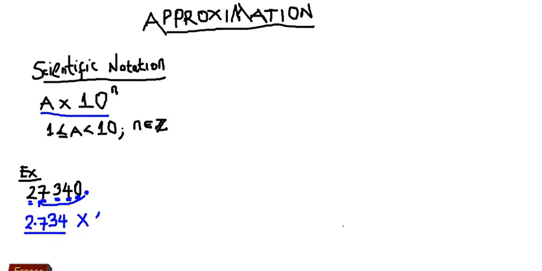So we are going to say times 10 to the power. Now we count the number of place values that we have used up to bring our decimal point to somewhere between 2 and 7. And in this case, we have used up the ones, the tens, the hundreds, and the thousands, which means 4 place values.